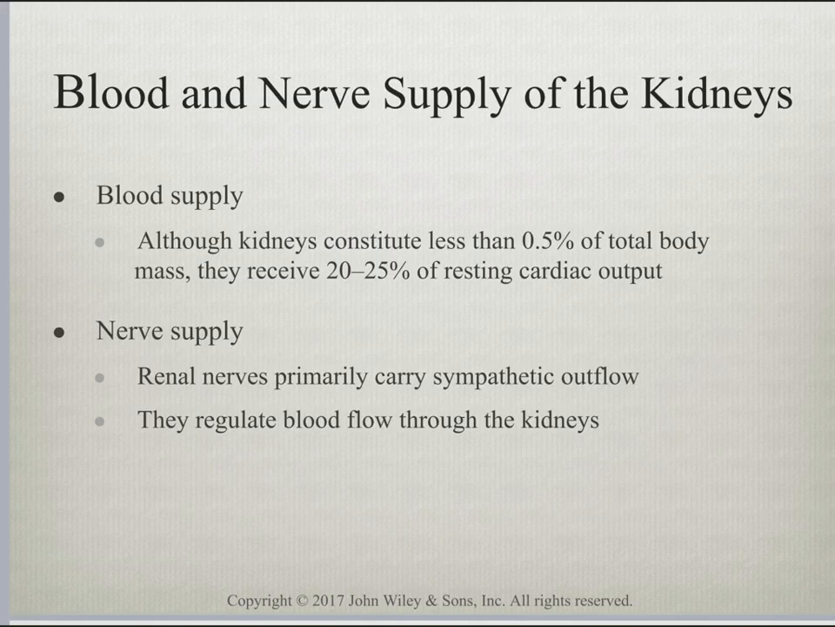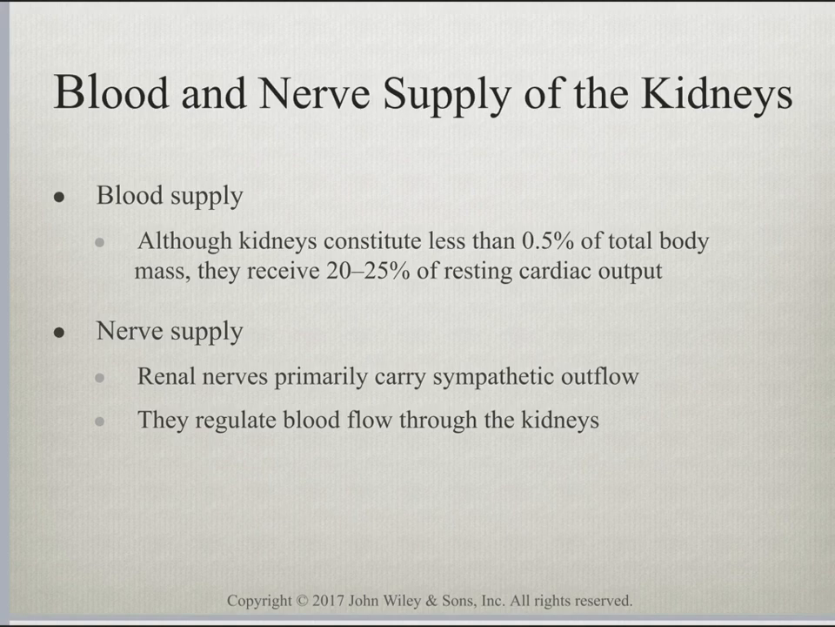Blood and nerve supply to the kidneys play an important role. Number one, we look at blood supply. When we look at the size of the kidneys, they make up less than 0.5% of our total body. But remember, we said that they are massive players in blood volume recognition and regulation. So they receive 20 to 25% of your resting cardiac output. That's a massive amount of blood.